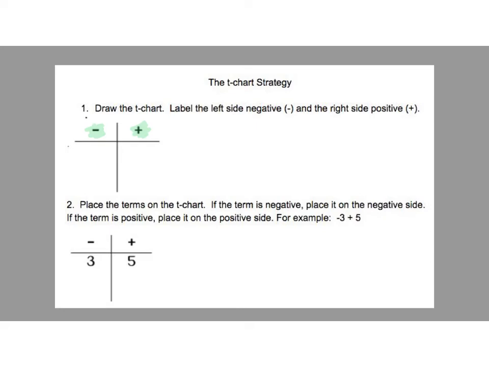The second step is to place the terms on the T-chart. If the term is negative, we will place it on the negative side. If the term is positive, we will place it on the positive side. For example, if we had negative 3 plus 5, we would place the 3 on the left-hand side because it is negative, and we would place the 5 on the right-hand side of our T-chart because it was positive.